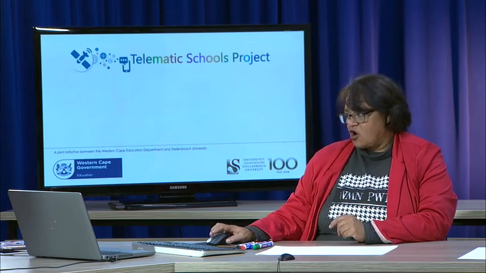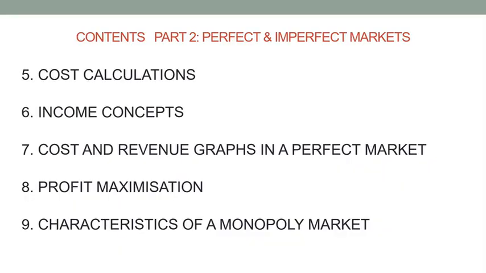And this is the contents we're going to be looking at. For part 2, we are dealing with perfect and imperfect markets. And the concepts we are going to be looking at, we're going to be doing the cost calculations. Then we're moving on to the income concepts.